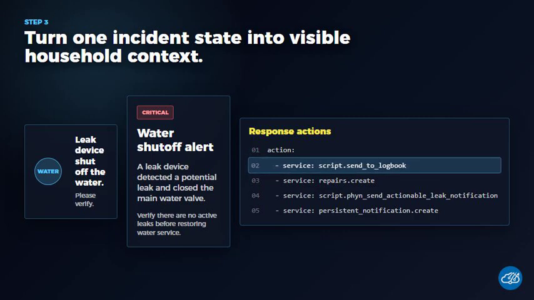Next, Home Assistant creates a repair. This is one of my favorite parts. A closed main valve isn't just a push notification, and it should stay visible until somebody fixes it. The repair is critical, persistent, and clear about what happened. A potential leak was detected and the main water valve was closed.